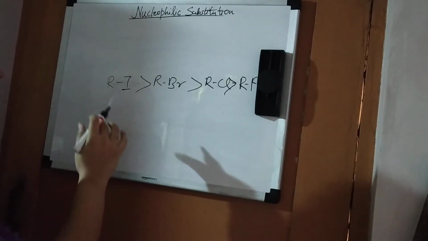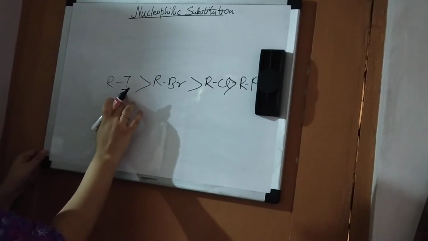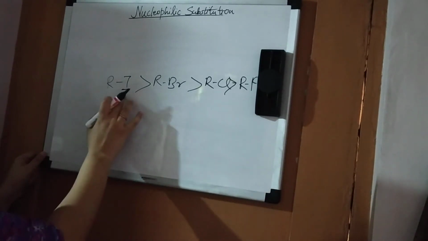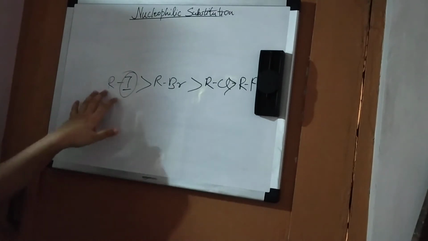In both the SN1 and SN2 mechanisms, the order of reactivity will be this for the alkyl halides. The iodide group has the most leaving tendency, it is the best leaving group, and fluorine has the least leaving tendency. Why? Because iodide is bigger in size and also it is the least electronegative among these halides. So that's why it leaves easily from the alkyl group.